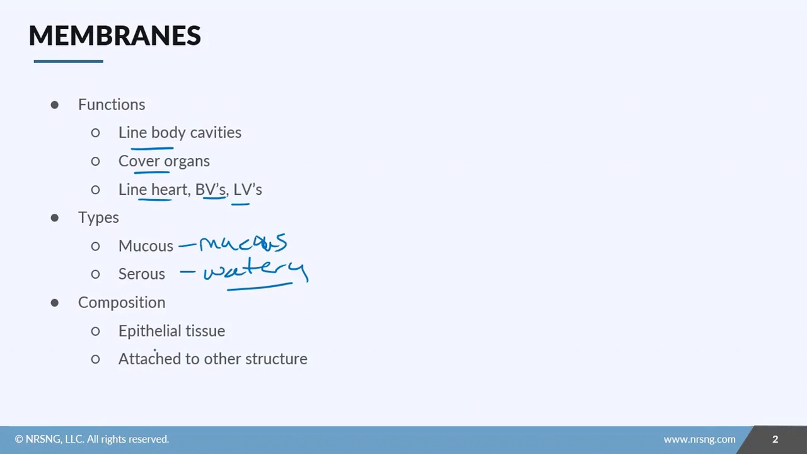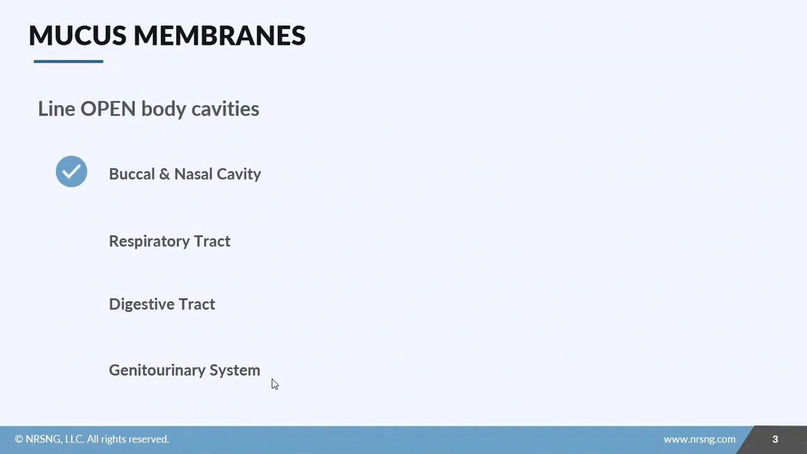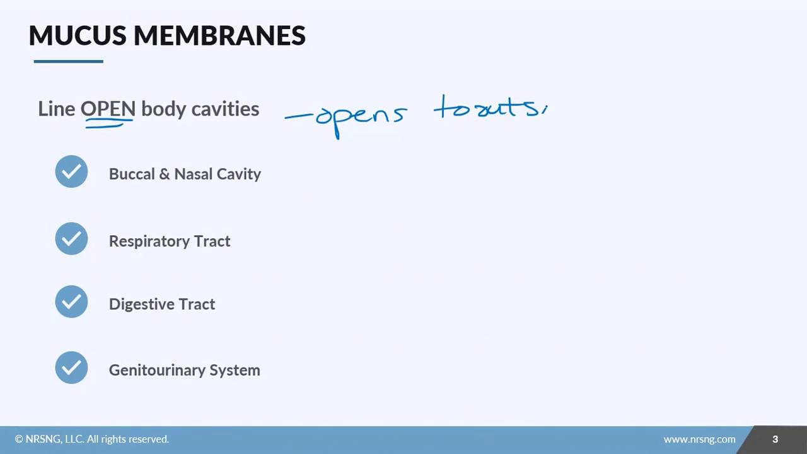Now, membranes are composed of some sort of epithelial tissue, and then it's attached to another structure like muscle or connective tissue. So first, let's talk about mucous membranes. Mucous membranes line open body cavities. So what does that mean? An open body cavity is one that has a continuity or opens up to the outside of the body.